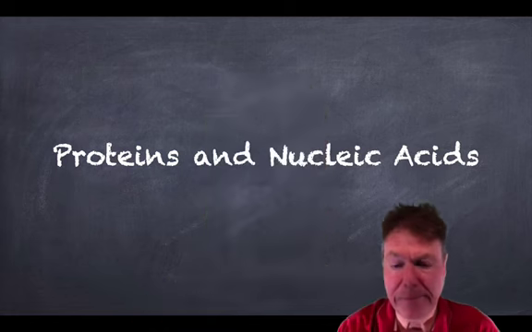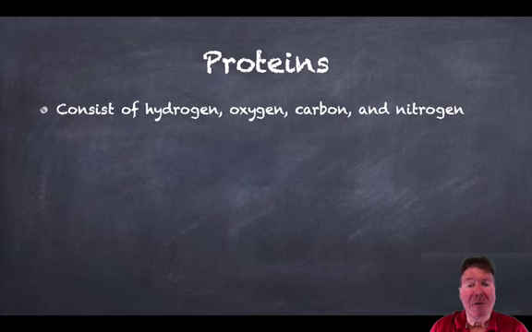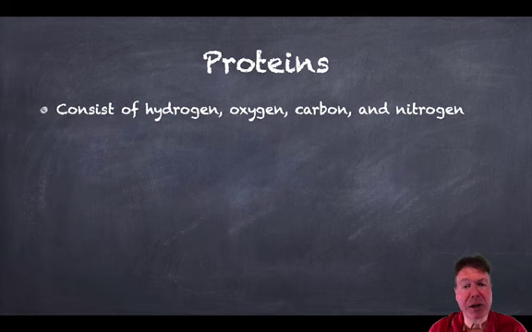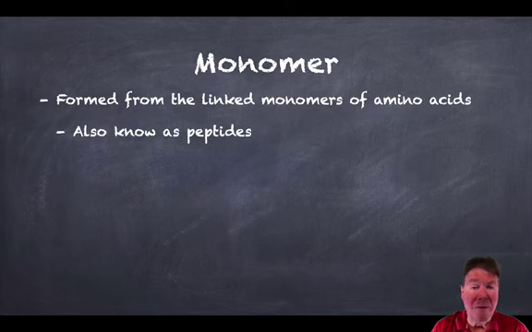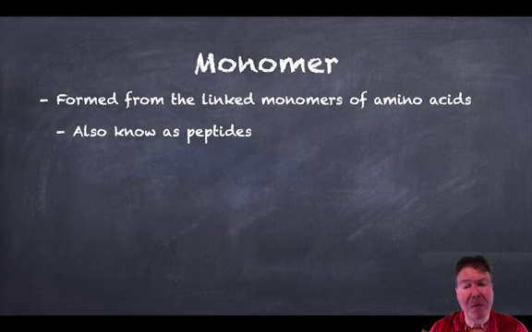Let's get started. Proteins consist of 4 elements: hydrogen, oxygen, carbon, and a new one, nitrogen. The monomer of a protein is called an amino acid. Sometimes they're called peptides. You'll hear about peptides once in a while, but most of the time we refer to them as amino acids. And I'm going to explain the structure of those right now.